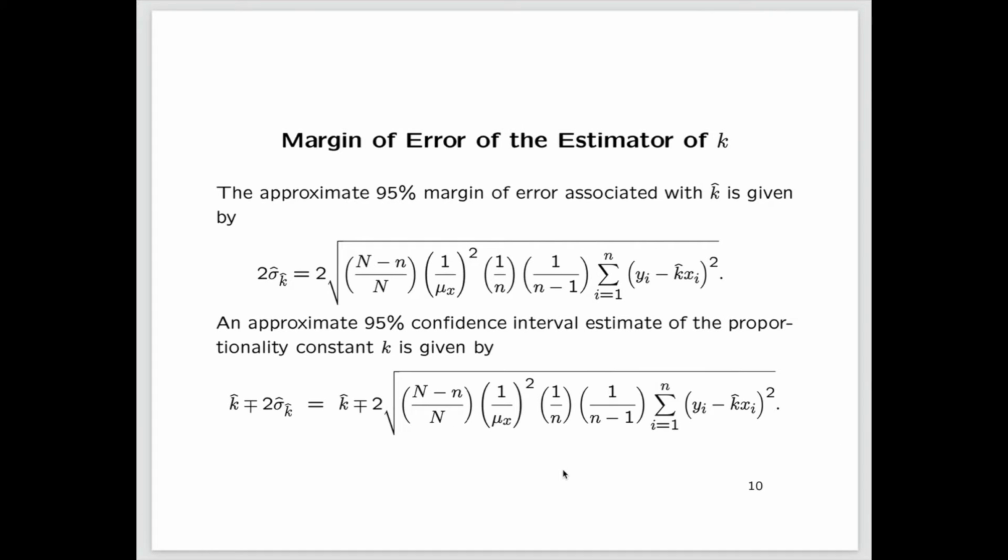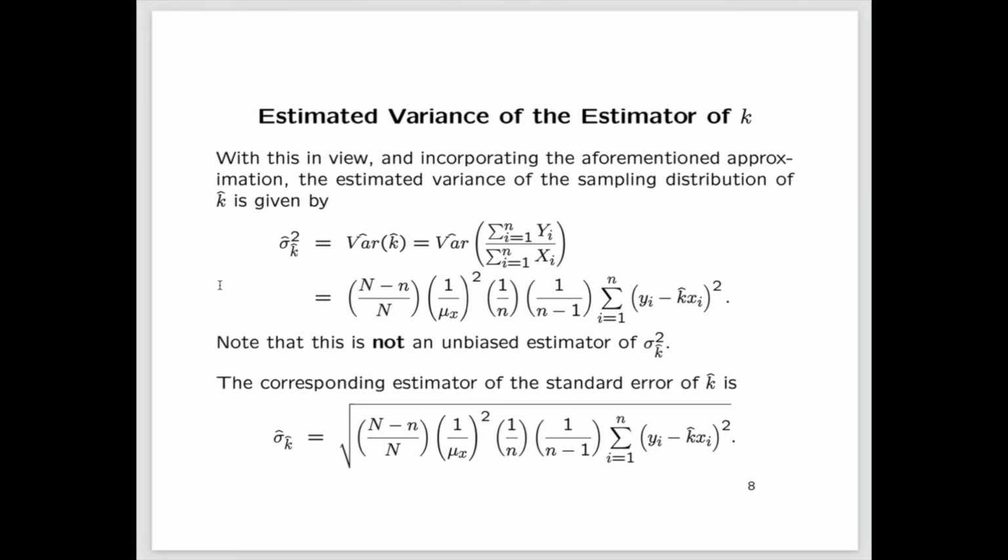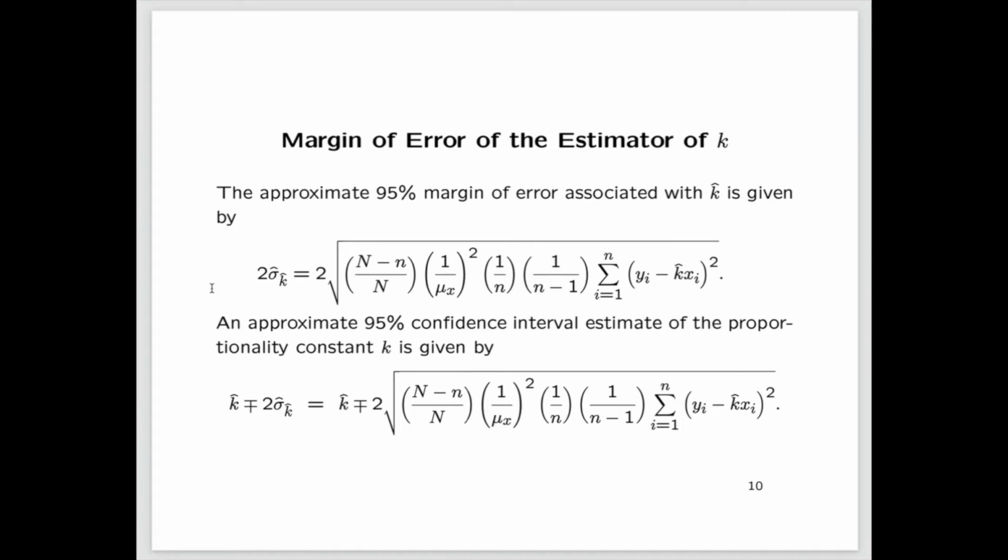Now, in some cases, we may want to construct confidence intervals for k hat. One way to do that would be to take this estimated standard error of k hat and multiply it by 2 to come up with the estimated approximate 95% margin of error associated with k hat. We could call this the estimated approximate 95% margin of error, because a 95% is an approximate coverage probability.